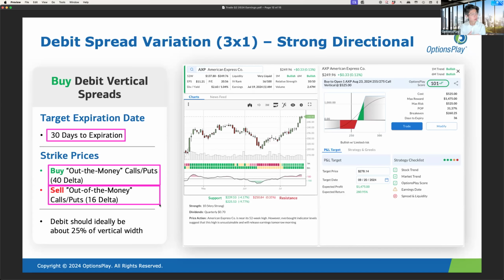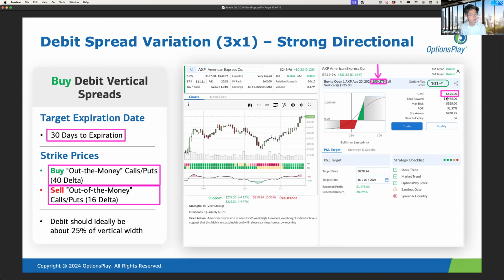The reason that we call this a 3x1 is because what you pay for this debit spread should be roughly 25% of the vertical width. So a 255, 275 debit spread is a width of $20. You're paying roughly $5, 25% of that vertical width. In this particular case, as you can see, we're paying $5.25, just slightly over 25% of the vertical width. And it's called a 3x1 because if you pay 25% of the vertical width, you should get roughly a 3-to-1 risk to reward ratio if you are correct on your analysis and the stock does gap higher on earnings.